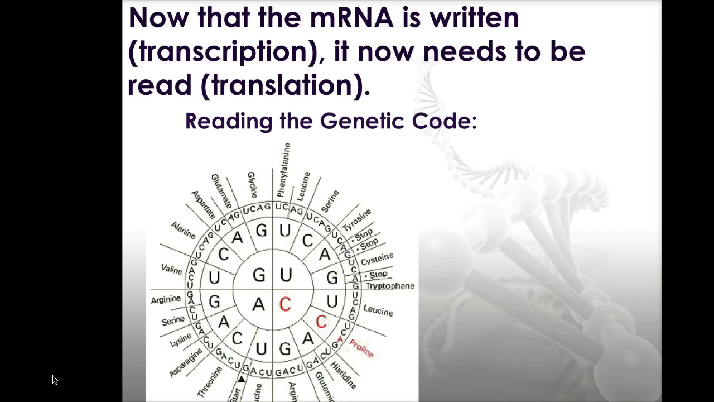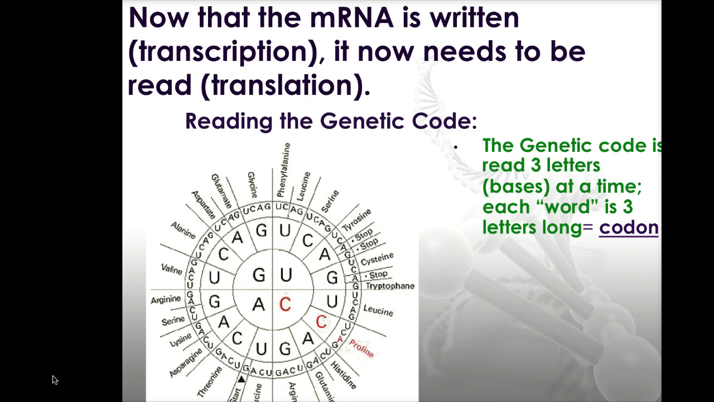That's really important. So now that you know the mRNA is written, we've made that copy of mRNA during transcription. Now it needs to be read during translation, okay? So now we're going to look at how that genetic code is read. Just like you learned how to read the English language in books, now I'm going to teach you how to read the genetic code, which is the letters that are written on the mRNA strand.